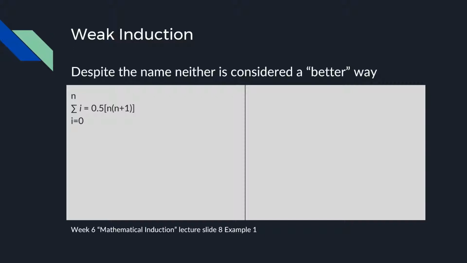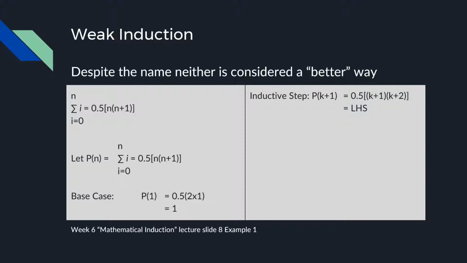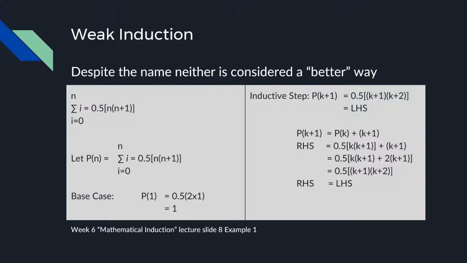Starting with an example from week 6 lectures, we assign the equation P(n) with the example. Then we follow through to the base case, which shows us P(1) is equal to 1, which is correct. This is followed by the inductive step, which gives us our left-hand side. Then, using the initial equation, we use the same variable, k+1, which shows us that the equation is correct.